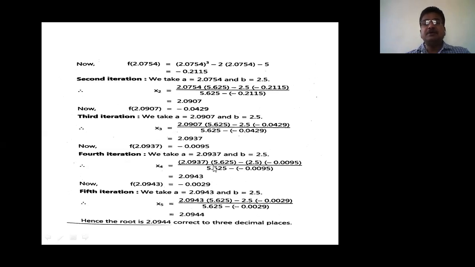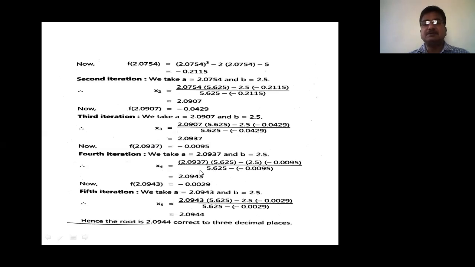The value of the function is negative, and so out of these two, at 2.09 the value is negative, and at 2.5 the value is positive, and therefore the root lies between 2.0937 and 2.5. So this is a, and this is b, and again use the same formula. That is, substitute r equal to 4, x4 is equal to a f of b minus b f of a divided by f of b minus f of a.